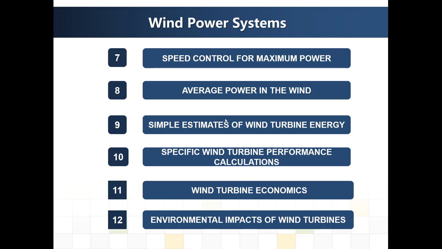Section 7, speed control for maximum power. Section 8, average power in the wind. Section 9, simple estimate of wind turbine energy. Section 10, specific wind turbine performance calculations. Section 11, wind turbine economics. Section 12, environmental impact of wind turbines.